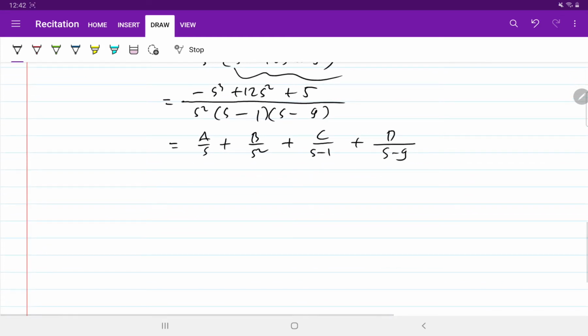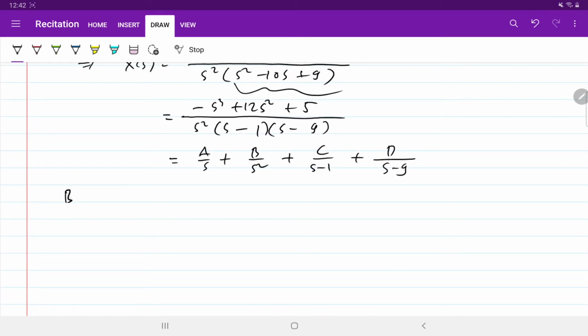Okay, how to find B? B is s squared multiplied by X(s), and you substitute s with 0. Okay, we get 5 over 9, which is approximately 0.55.